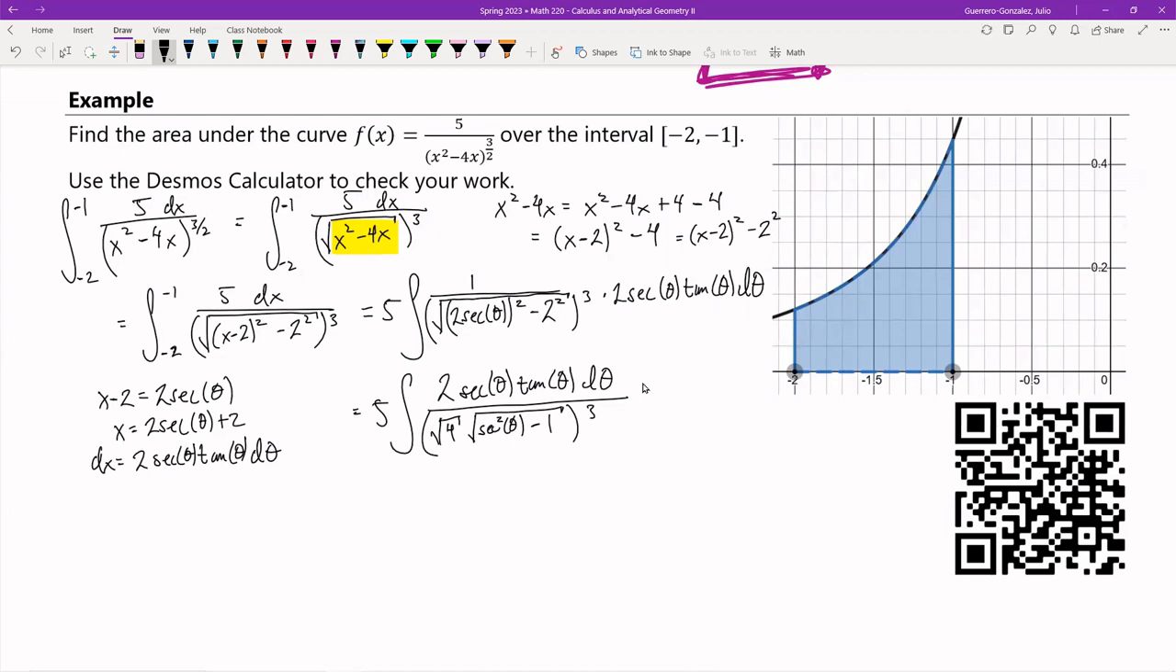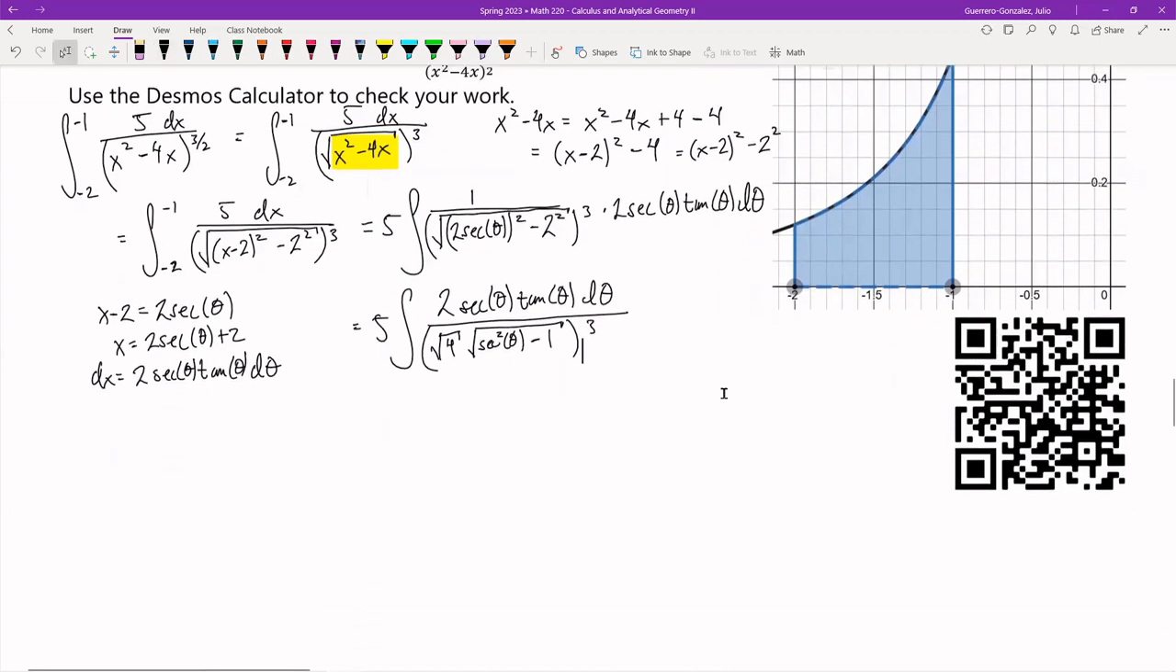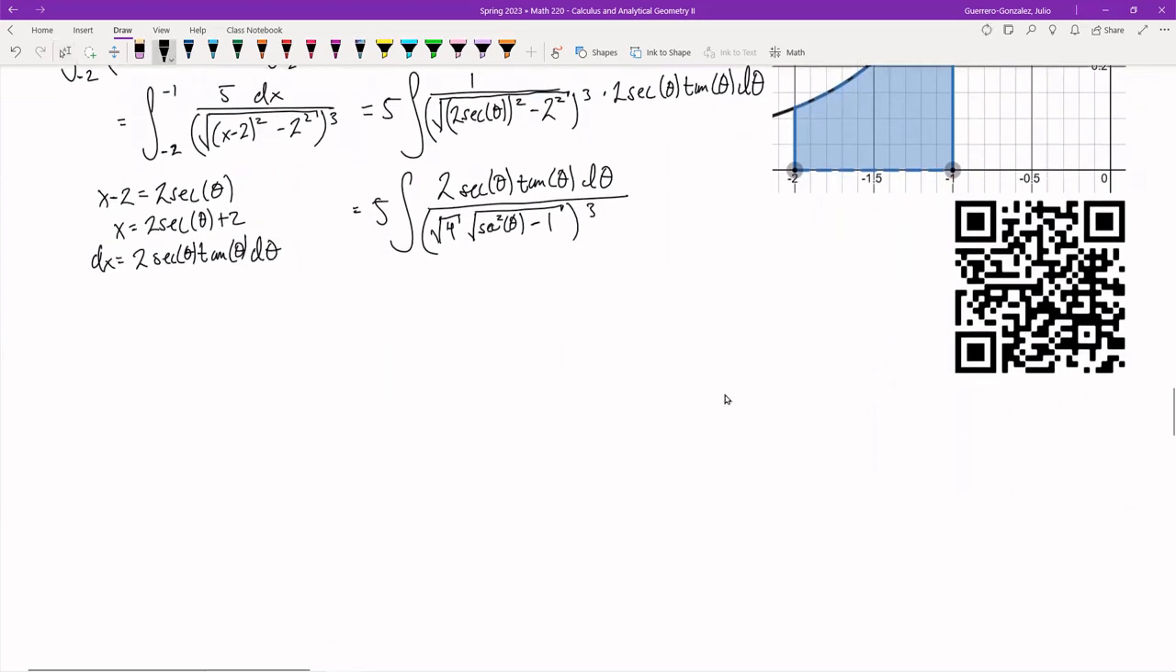Okay, let's keep going. Okay, the 2 and the 5, I'm going to combine those on the outside, and then I have a root 4, right? The root 4 is going to be 2, and that's being cubed, so that's going to pop out as well. So I'm going to get left with this, 10 over 2 cubed, right, times the integral.